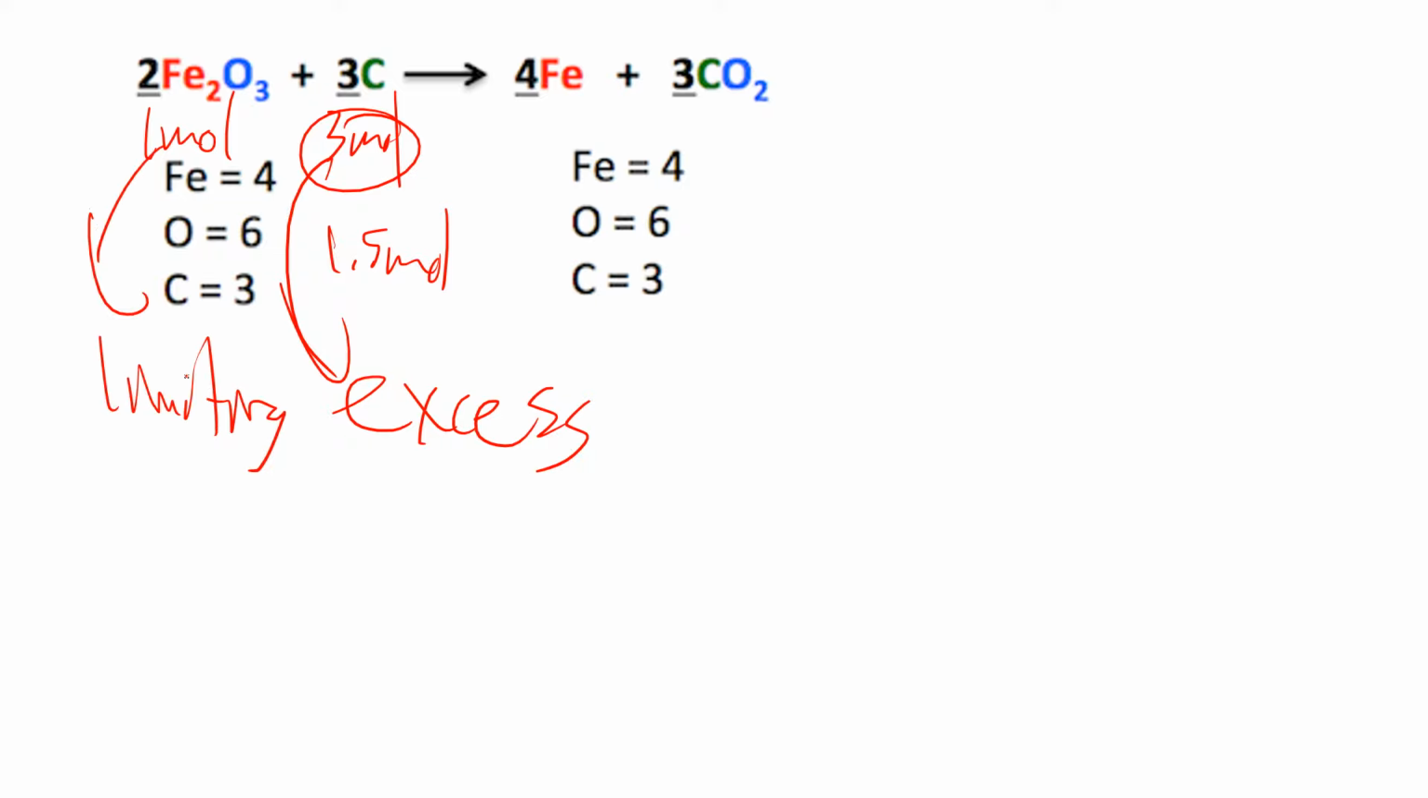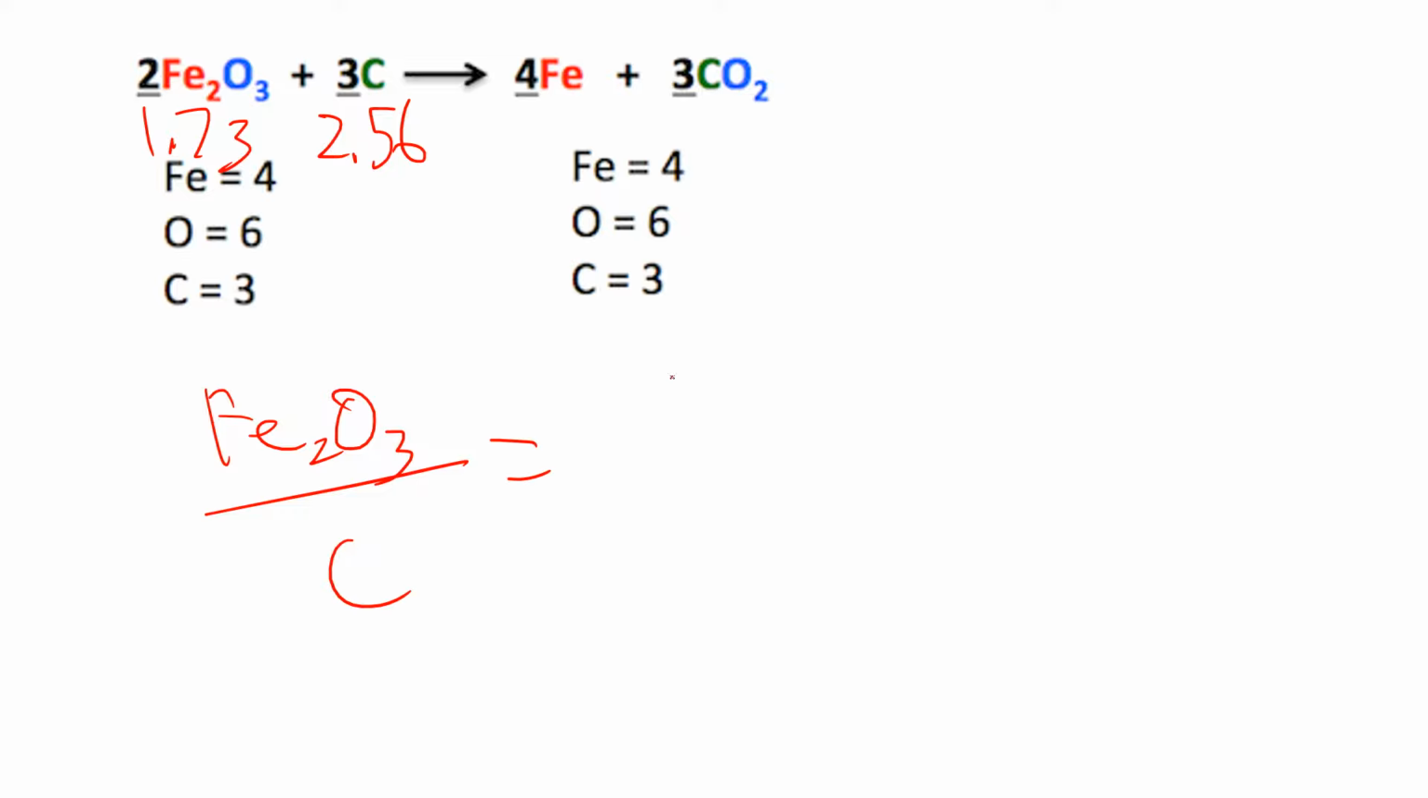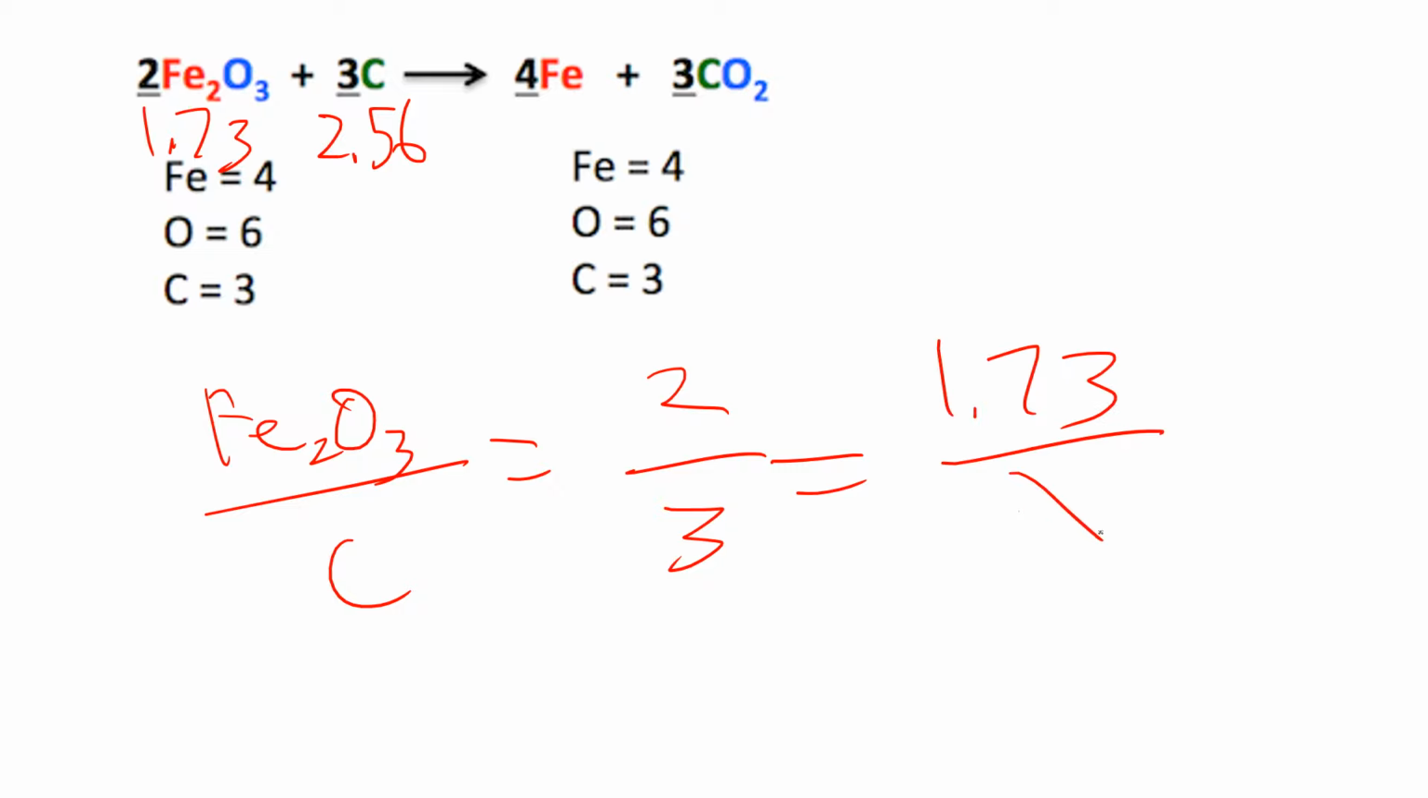Okay? And once again, we use our good buddy mole ratio to figure out, let's say this was 1.73, and this was 2.56. We want to know what's limiting and what's in excess. Well, let's do it. We have iron oxide over carbon. The mole ratio is 2/3, and we have 1.73 iron oxide, okay? And we replace with X. We don't care about one of the reactants. Okay, we scratch that and we just replace it with X, and we solve for X.